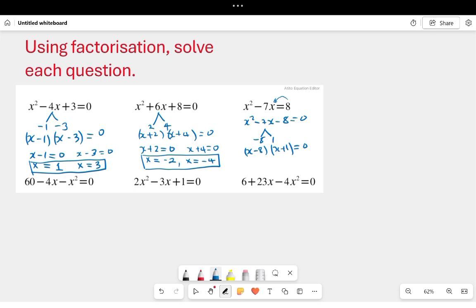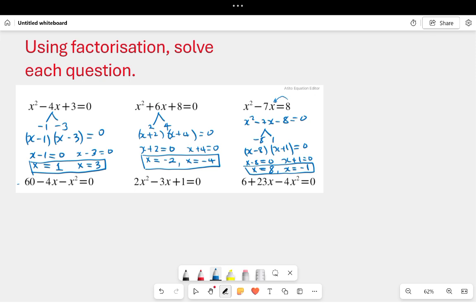And the answers are going to be x minus 8 is equal to 0, so x will be equal to 8. Next, the other one is going to be x plus 1 is equal to 0. Therefore, shifting 1 to the other side of the equal sign, x will be equal to -1. So again, these are the two answers for that quadratic equation. Now let's come to this.